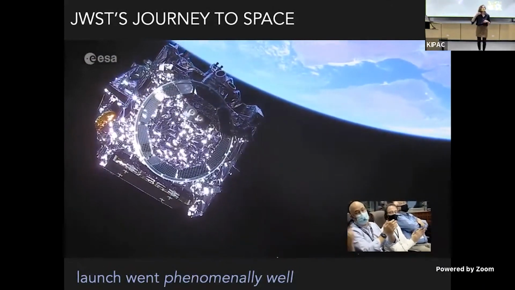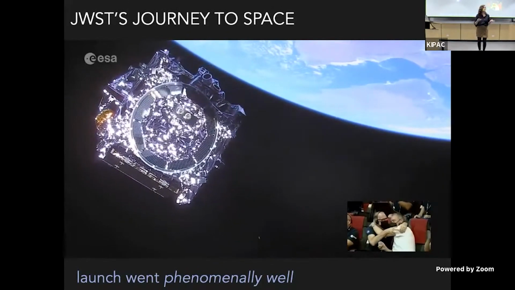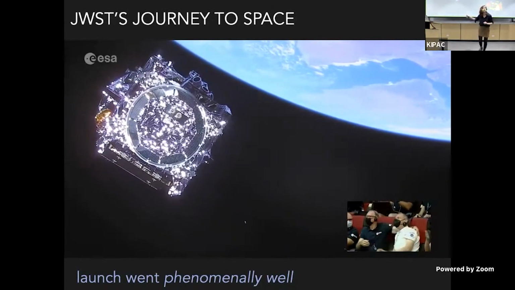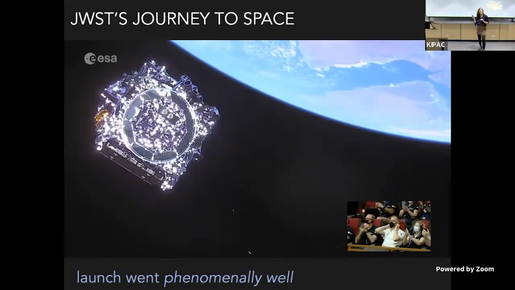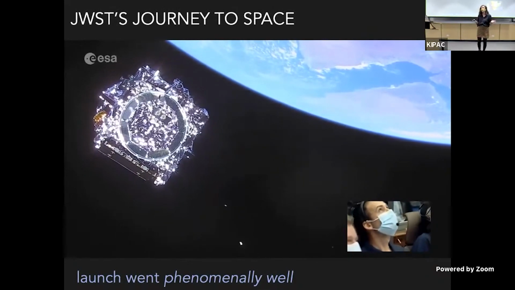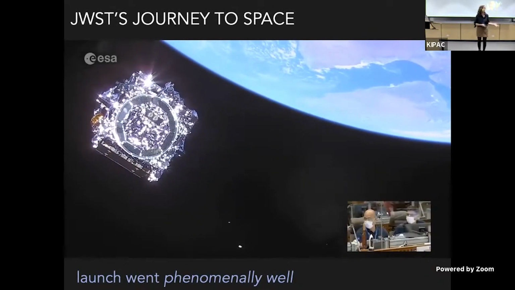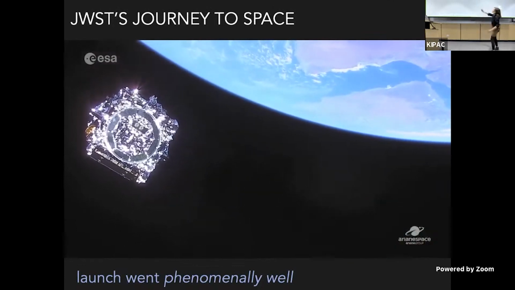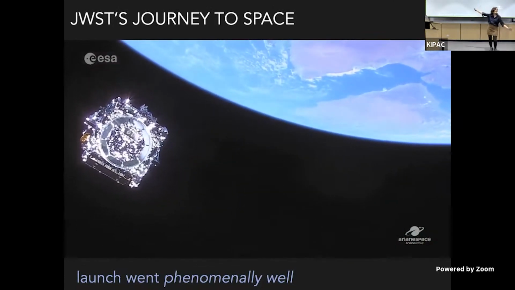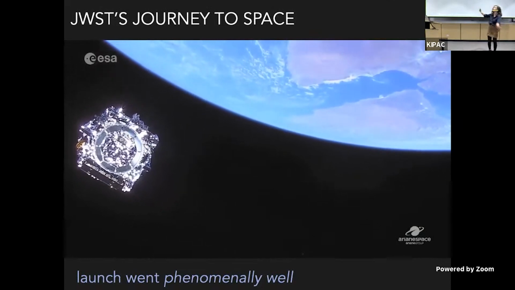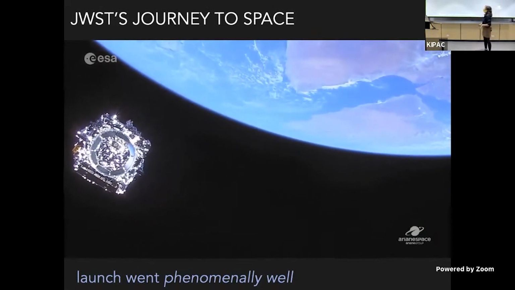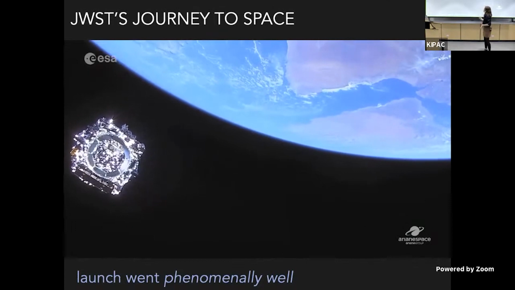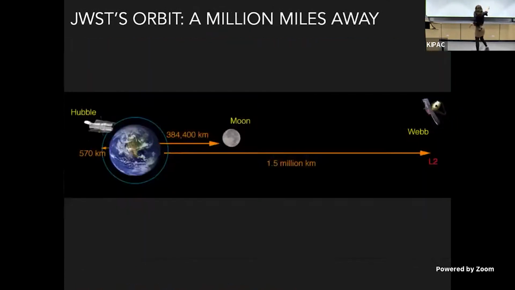So actually, the launch went phenomenally well. And we only figured out just how well it went later, because this thing originally was supposed to be limited in its lifetime by the amount of fuel that it had on board, because it has to get to that point 1,000,000 miles away and then stay there and stay in orbit. And so it was supposed to only last 5 to 10 years. And this launch went so perfectly that that 5 to 10 year mission lifetime went all the way up to 20 or more years. Yeah, I know, Ariane Space, they did a really great job.